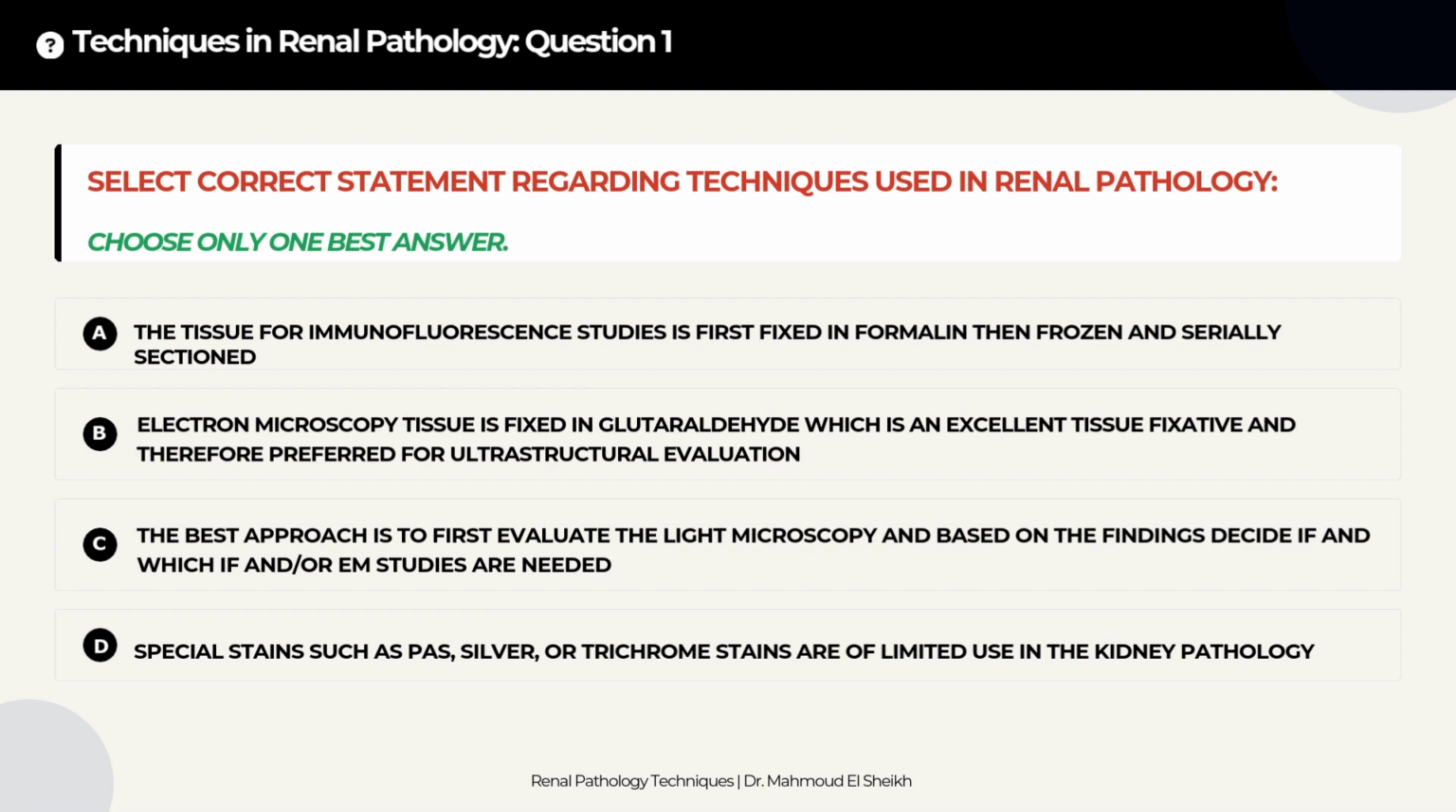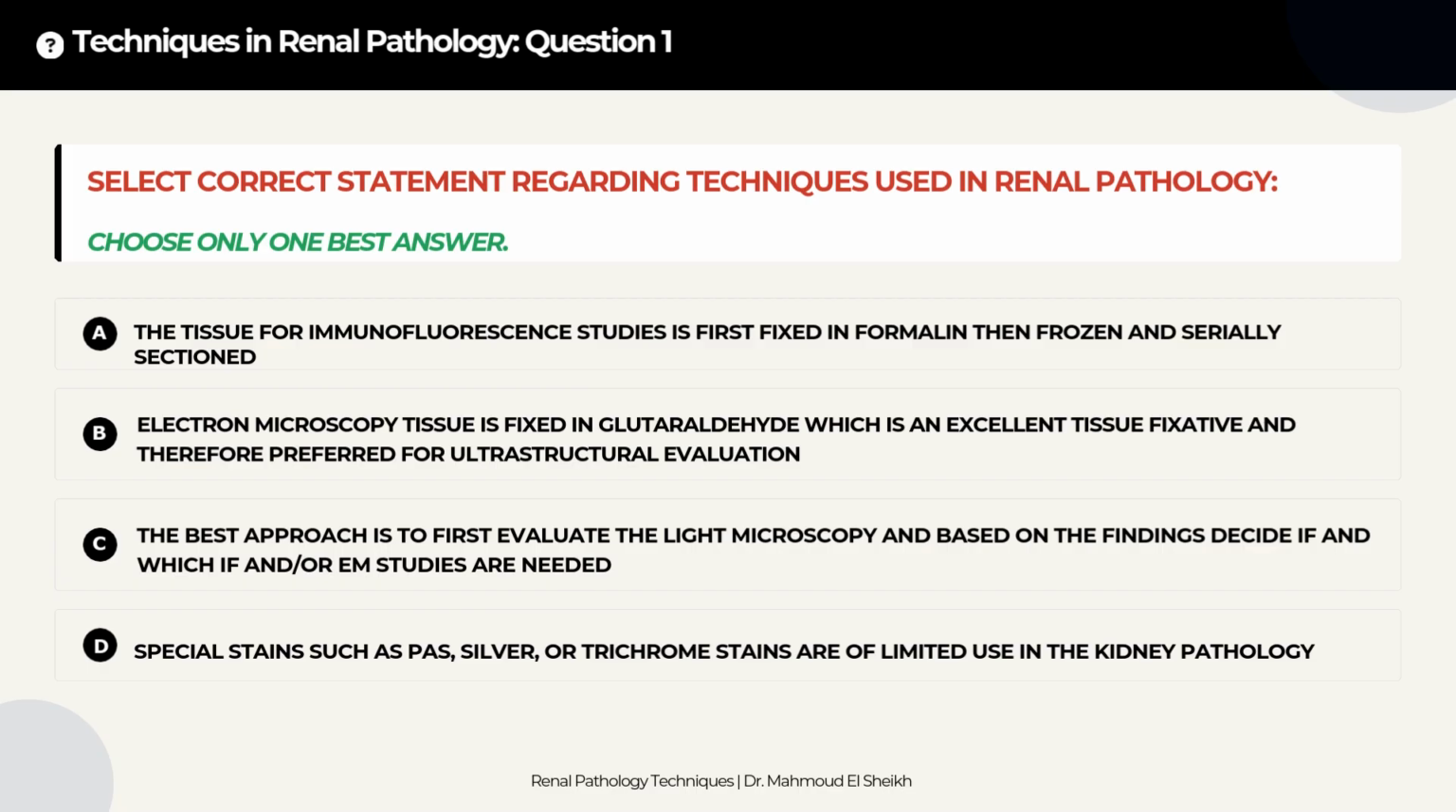Starting with the first quiz, techniques in renal pathology. Select the correct statement regarding techniques used in renal pathology. Choose only one best answer. First, the tissue for immunofluorescence studies is first fixed in formalin, then frozen and serially sectioned. Second choice, electron microscopy tissue is fixed in glutaraldehyde, which is an excellent tissue fixative and therefore preferred for ultrastructure evaluation.